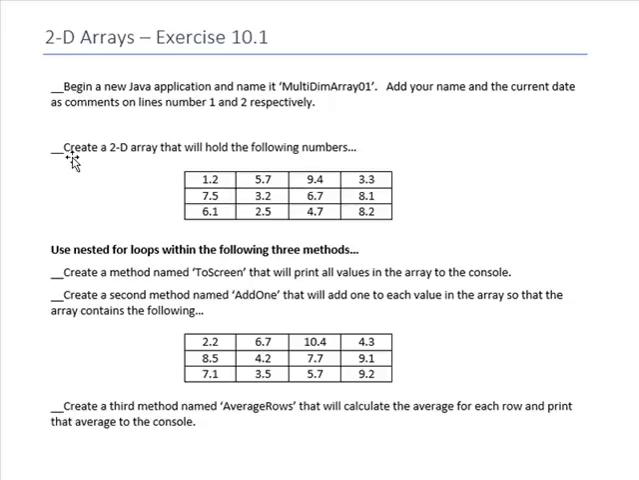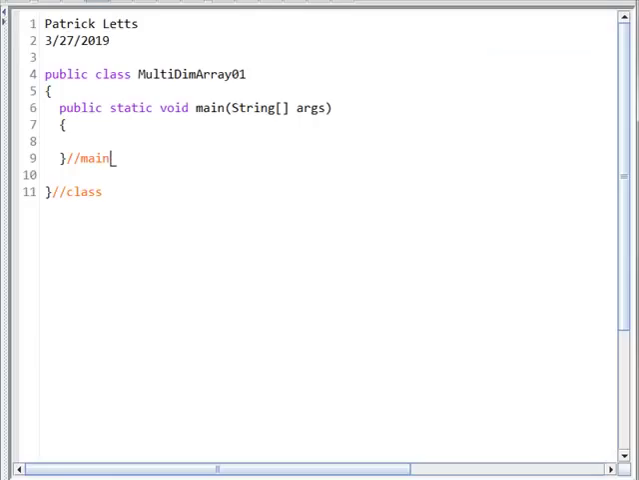Now I'm going to create a two-dimensional array that will hold the following numbers, and I'm putting this actually in the main method. You can do this different ways. There's more than just one way to do it. I specifically want you to do it inside the main method because I want you to have the opportunity to pass this data. You could make it global in scope, and then each method would be able to access it without having to pass it. But I want you to pass the data. So we're going to create this inside the main method.